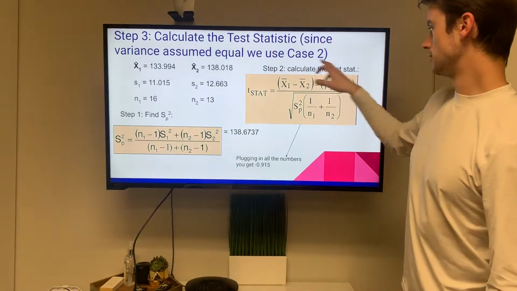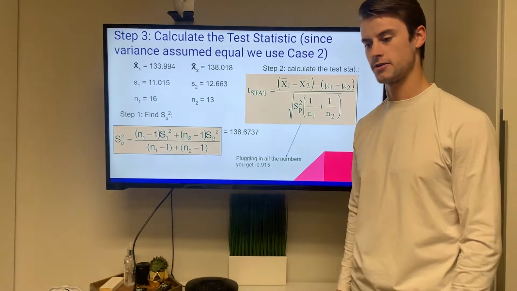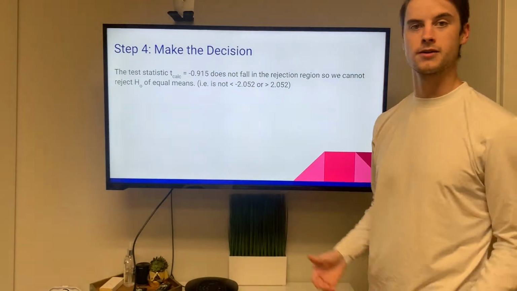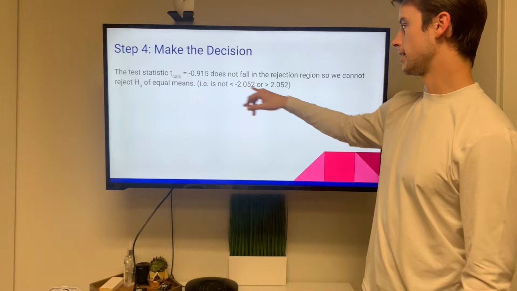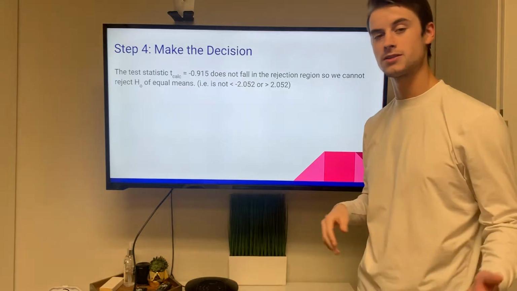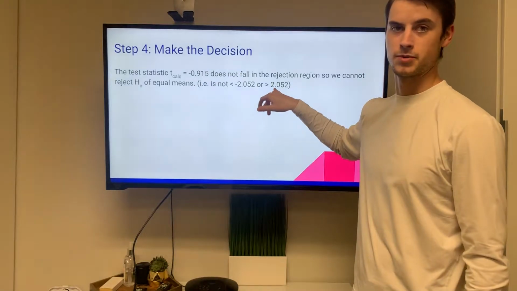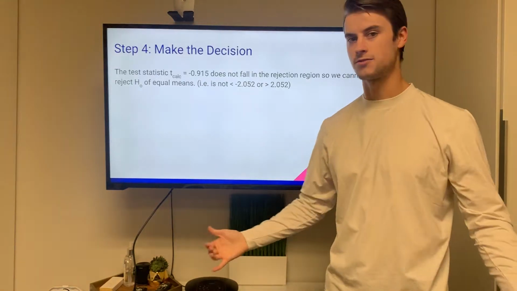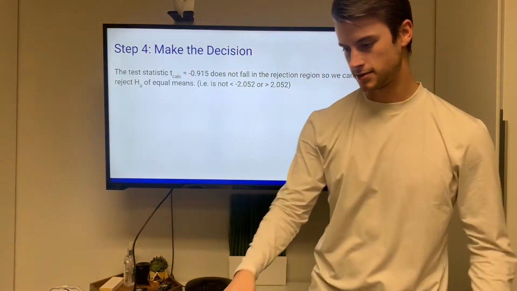So we put all of our numbers in here. We get negative 0.915. That's our t-score, our t-test statistic. So what does that mean? We make our decision. Our t-calculation was negative 0.915. That doesn't fall in the rejection region because it needed to be less than negative 2.052 or greater than positive 2.052. It's obviously not less than negative 2.052, and it's between this range here. So we can't reject the null hypothesis. We fail to reject it, the null hypothesis of equal means.